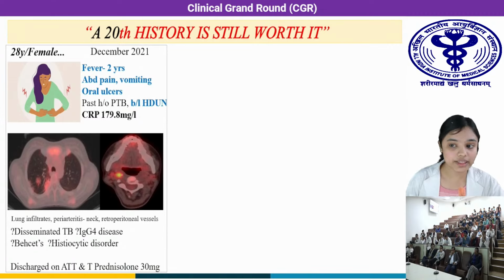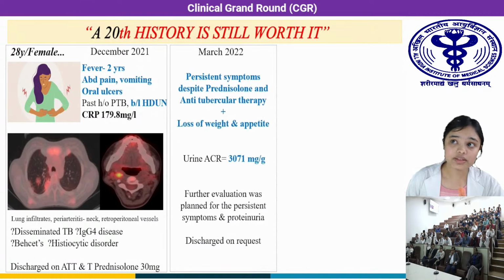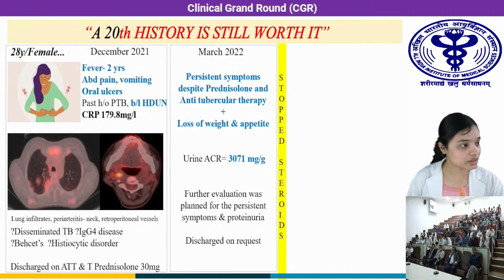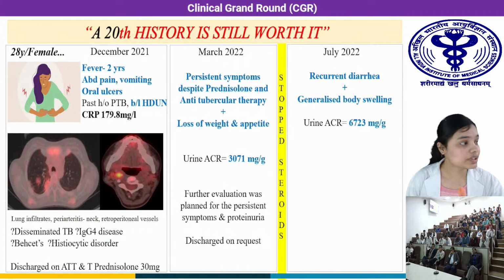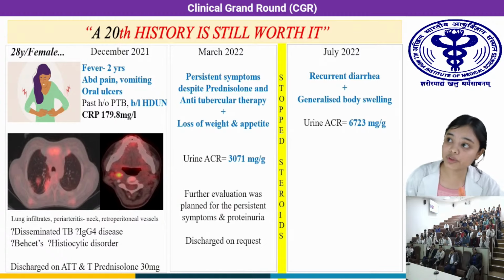She was started on ATT and steroids and discharged. But she came after 3 months with persistent symptoms despite treatment and loss of weight and loss of appetite. And now she had 3 grams of albuminuria. She was planned for further evaluation, but she had to be discharged on request. So after discharge, she stopped steroids on her own and she came back after 3 months, now with recurrent diarrhea and generalized body swelling, and she had 6 grams of albuminuria.